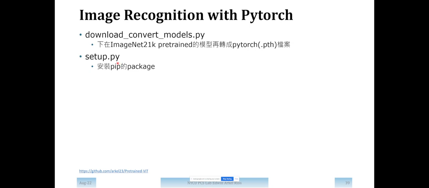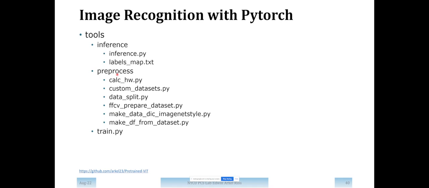I already told you that you're using this to download some pre-trained models, and then this is for installing the package. Then there's also this other folder called tools, where I put the things that I use for training and for doing inference. I will describe that later in more detail, but here's the general structure.